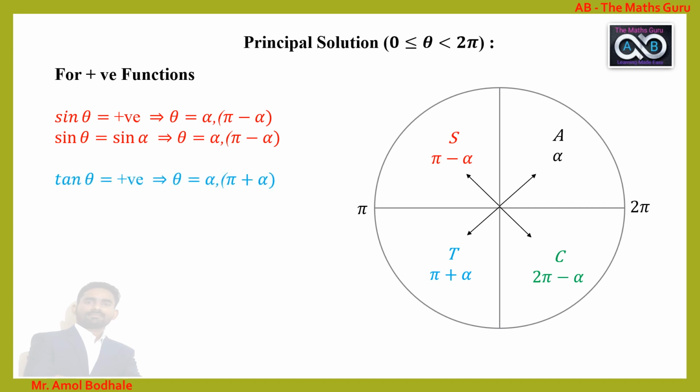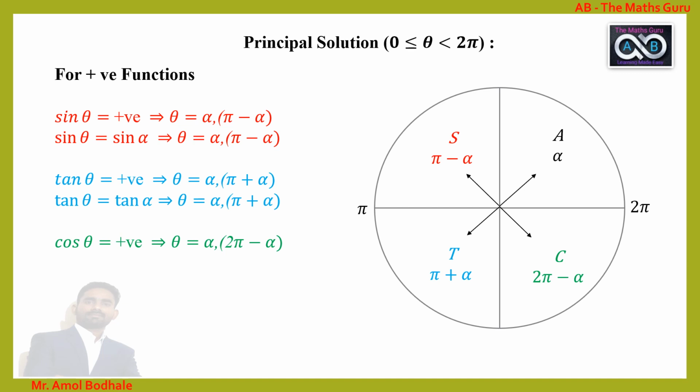Let's see the next one. If tan theta equal to a positive value is given, then its principal solution will be theta equal to alpha and pi plus alpha. We know that tan is positive in the first quadrant, so we get one solution, alpha, and it is positive in the third quadrant also, so we get one more solution, pi plus alpha. That means if tan theta equals tan alpha, then theta equals alpha and pi plus alpha. These are the two solutions.